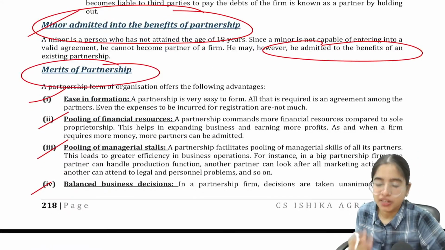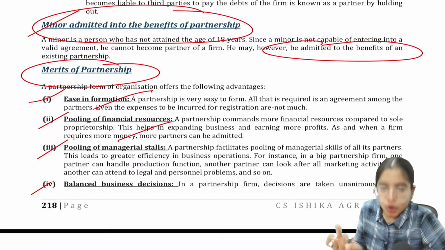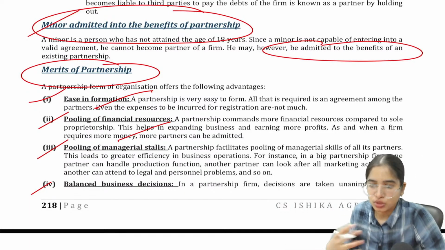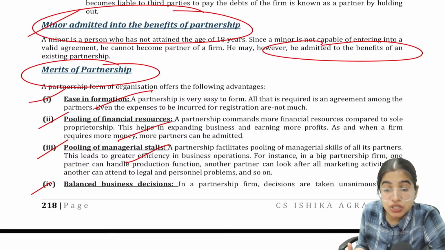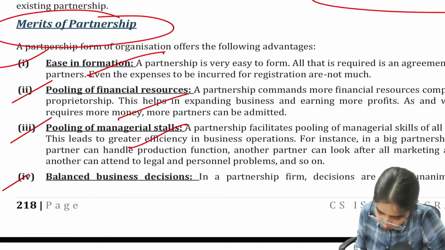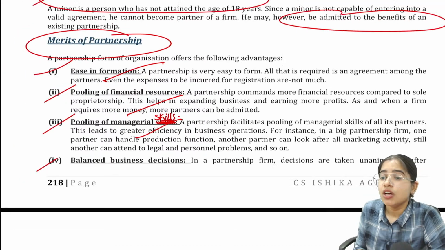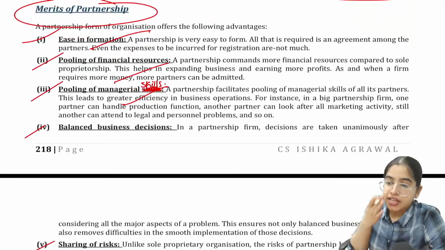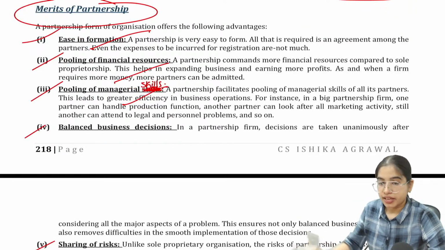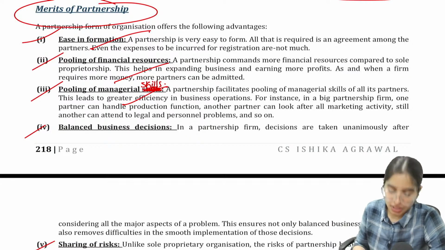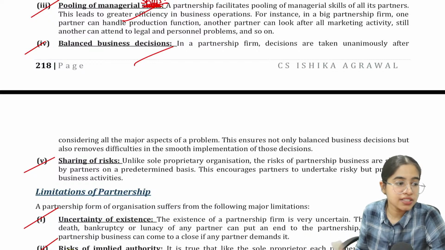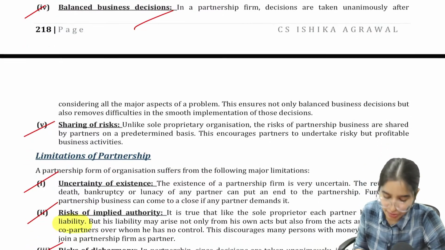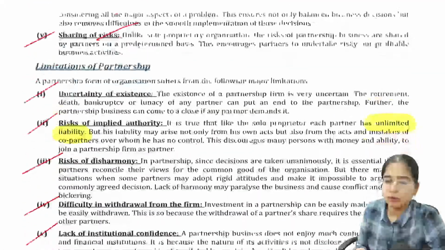What are the advantages of partnership? Very easy. Easy formation, pooling of financial resources, since there are more than one partner, so the financial resources can be pooled from all the partners. Pooling of managerial skills. Since there are more than one person, they can help in bringing different managerial skills. Balanced business decision, multiple people can discuss and they can take balanced business decisions. Sharing of risk, multiple people can share the risk.